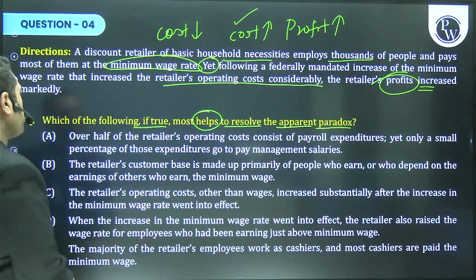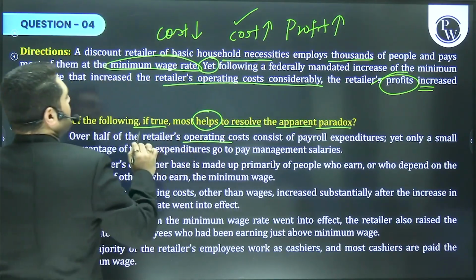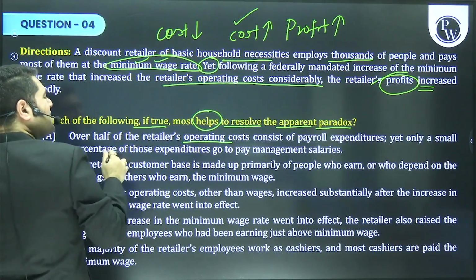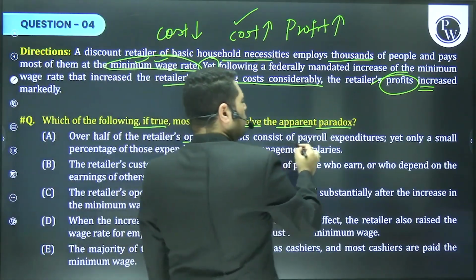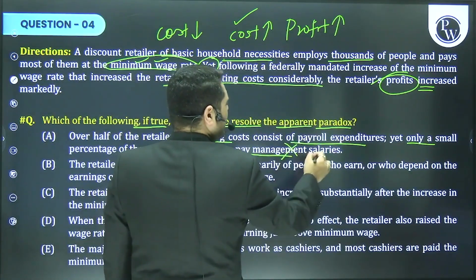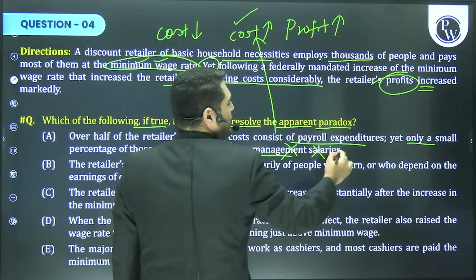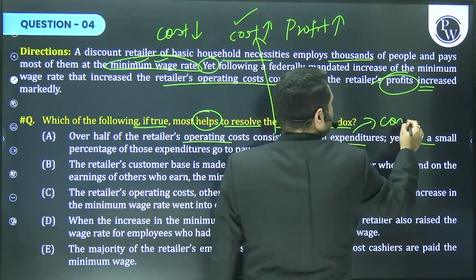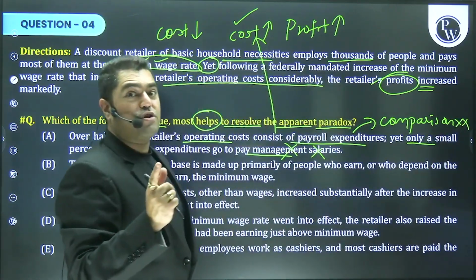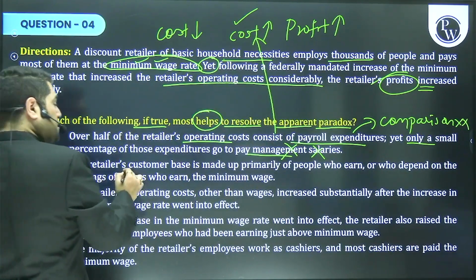Come on, here we go. Option A. Now, इसके operating cost को divide कर दिया. Beta, please remember, you're only talking of minimum wage rate. Remember that. What he's saying is half of them consist of payroll and only a small of them consist of management salaries. We don't care. We are talking overall costs have gone up. We are not looking at the bifurcation or a comparison of cost. Beta, ye yaad rakhna, whenever there's a comparison, it's a trap choice. Be very careful. Reject.